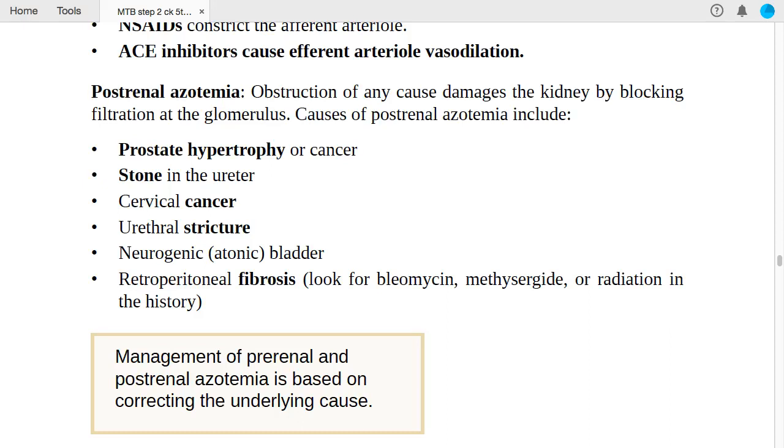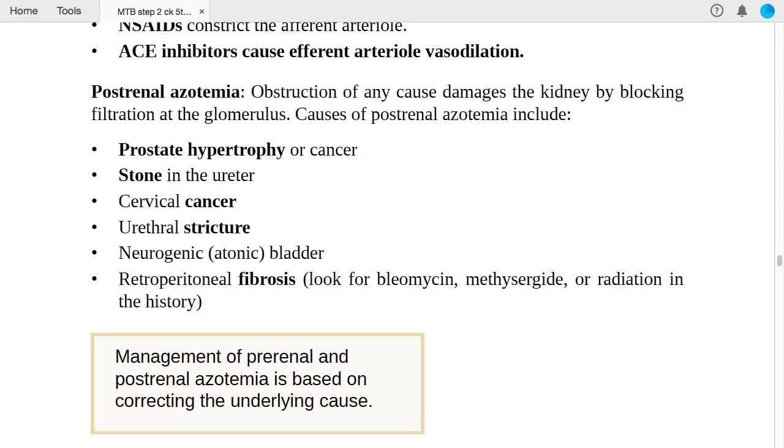Causes of post-renal azotemia include, now we want to know the cause. Prostate hypertrophy or cancer can cause obstruction, right? If it's a case of a stone in the ureter, cervical cancer, or urethral stricture, all of them can lead to obstruction. Neurogenic or atonic bladder. In case of retroperitoneal fibrosis, look for bleomycin or methysergide or radiation in the history. These are all the things in the history we can always look for in order to say that this is retroperitoneal fibrosis, and because of the retroperitoneal fibrosis we are seeing this post-renal azotemia in our patient.